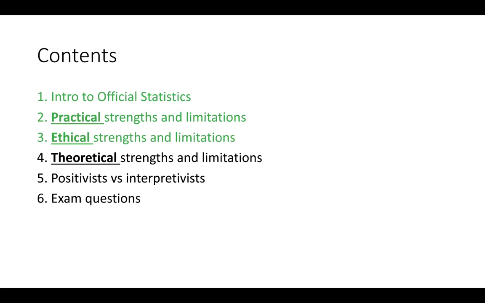Okay, let's have a look at the theoretical strengths and limitations now. So this is validity, reliability and representativeness, and we're going to start with reliability. So reliability, remember, is the extent to which we can repeat our method and get the same or similar results. Now, this is one of the biggest strengths of official statistics. They are incredibly practical, they are incredibly ethical, and they are incredibly reliable. They really are close to the top of the tree for reliability.